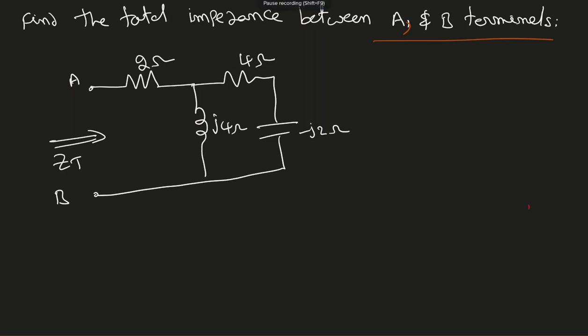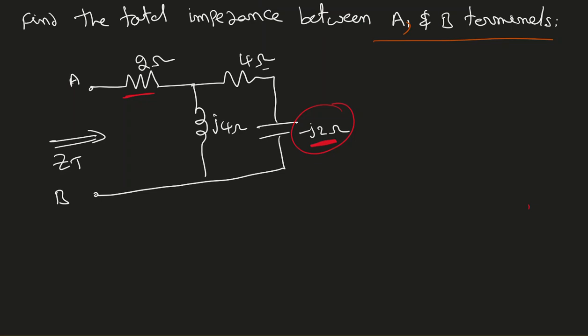Always start with the element which is far away from the open terminals, or far away from the source. So always start from minus J2, because if I start with the 2 ohms, I don't know whether this 2 ohms is in series with something or parallel with something. But if I start from minus J2 here, I can clearly see this 4 ohms is in series with minus J2. How do I know?